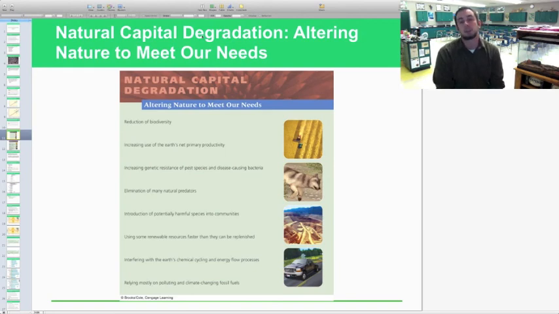Introduction of potentially harmful species into communities, like invasive species, which we'll talk about in a few chapters, which outcompeted the native species. Using some renewable resources faster than they can be replenished, which goes without saying. We've been doing that for a while. Interfering with the Earth's chemical cycles and energy flow, and relying mostly on polluting and climate-changing fossil fuels for our energy resources. So those are the biggest things we've done to degrade our natural capital.